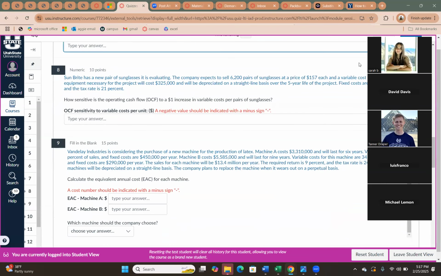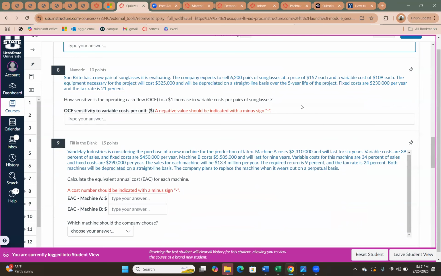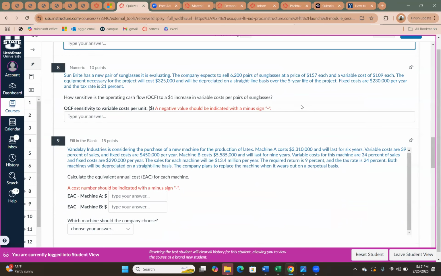Okay, Sunbright has a new pair of sunglasses it's evaluating. This company expects to sell 6,200 pairs of sunglasses at a price of $157 each and a variable cost of $109 each. The equipment necessary for the project will cost $325,000 and will depreciate on a straight line basis over the 5-year life of the project. Fixed costs are $230,000 per year, and the tax rate is 21%.